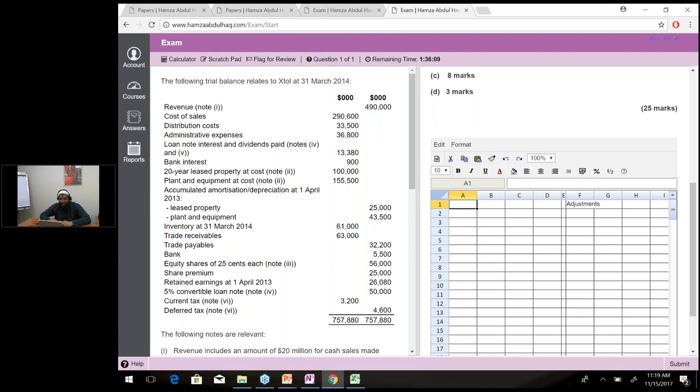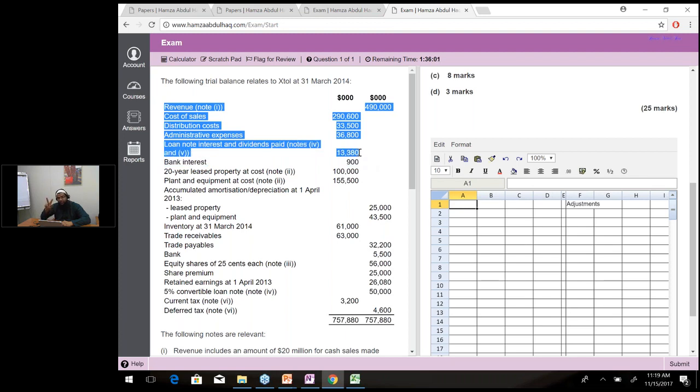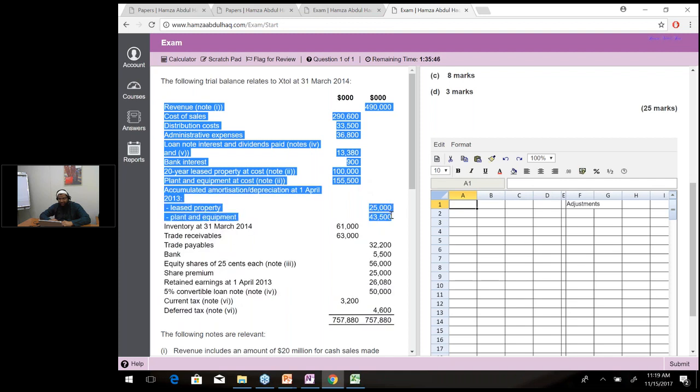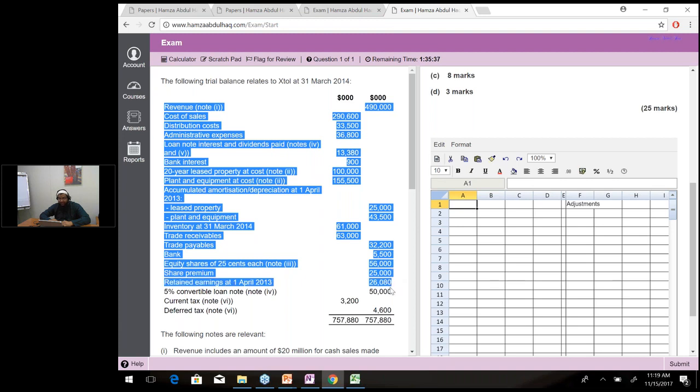So now let's go through the trial balance. The question has given us the revenue, the cost of sales, distribution cost, administrative expenses. The loan note and the dividends paid have been given together, so we need to break these. So there's a bank interest which will be recorded in the finance cost, 20-year lease property. So 20 years means the total life, so we can depreciate the lease property directly. The plant at cost, the depreciation of lease property, plant, inventory, receivables, payables, the bank is overdraft. Equity shares of 25 cents each, share premium, retained earnings opening, 5% convertible loan notes, current tax is debit, which means under provision. So this will actually increase the tax expense, and the deferred tax brought down of 4,600.